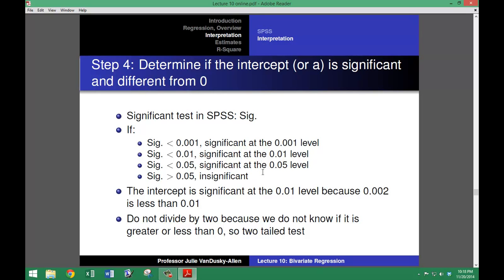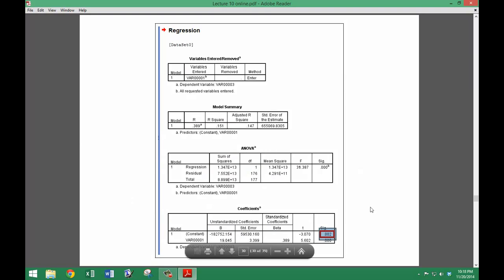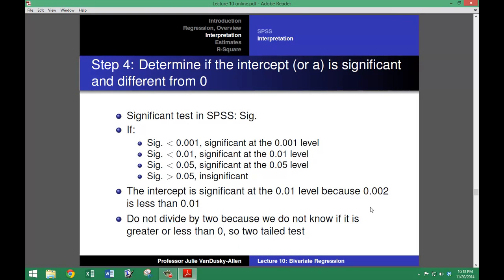Going back to our example, our a hat is significant at the 0.01 level because 0.002 is less than 0.01, but is not less than 0.001. Note that I did not divide the sig values by 2 because, unlike a coefficient, we do not have an expectation of whether an intercept should be greater than or less than 0.